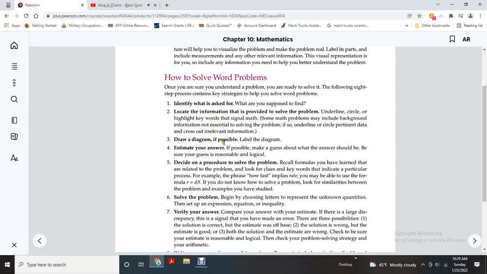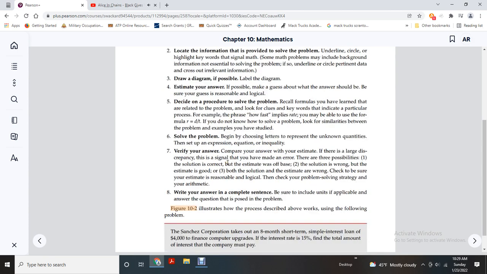4. Estimate your answer. If possible, make a guess about what the answer should be, and be sure that the guess is reasonable and logical. 5. Decide on the procedure. Recall the formula you've learned, reread the problem, and look for clues, keywords that indicate a particular process. For example, the phrase "how fast" implies rate, so we may be able to use the formula, rate equals distance over time.